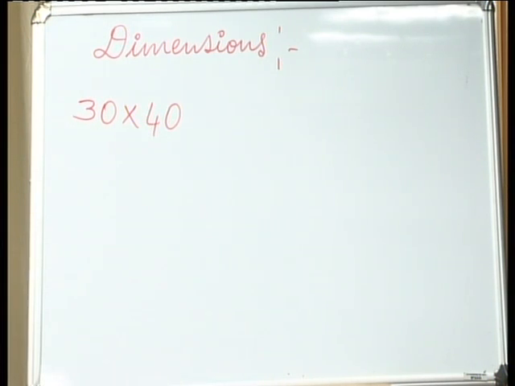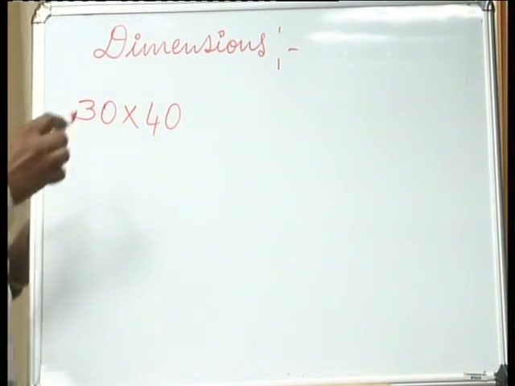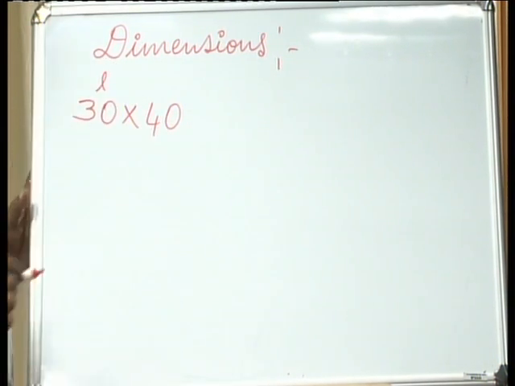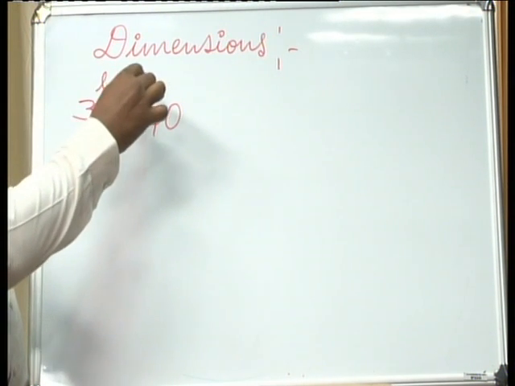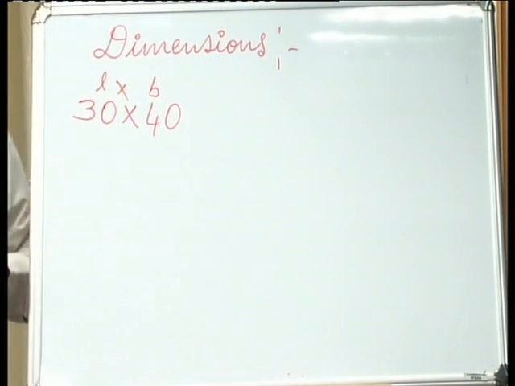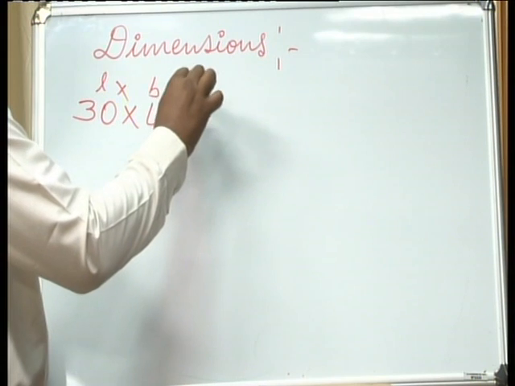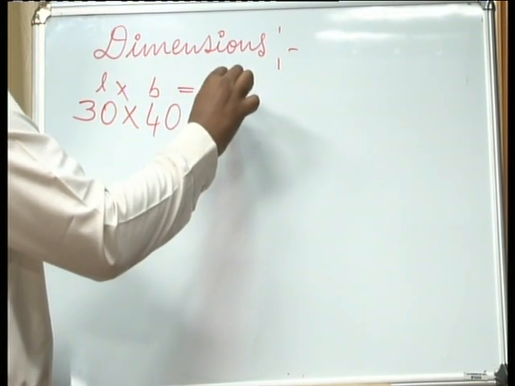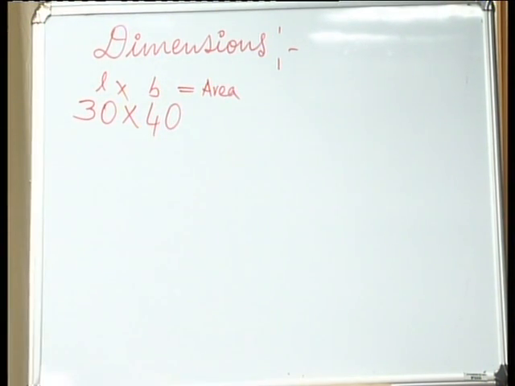So, what does this 30 stand for? What does this 40 stand for? 30 is the length of the site, which is multiplied by 40, the breadth of the site. We know that length into breadth, we call it area. So, the area of your site is 30 by 40. We call 30 by 40 the dimension of that site. What is the dimension of the area?